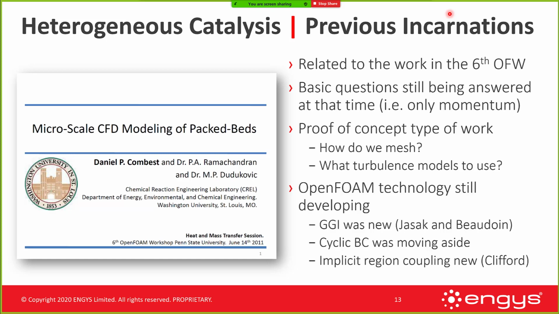At that time, OpenFOAM technology was really still developing. It was a lot different than it is today. GGI was new. Cyclic BC was moving aside because GGI was being created. This was even before AMI. And implicit region coupling was something that was new. I believe it was even presented at this workshop by Ivor Clifford, and he had some nuclear engineering application at the time.